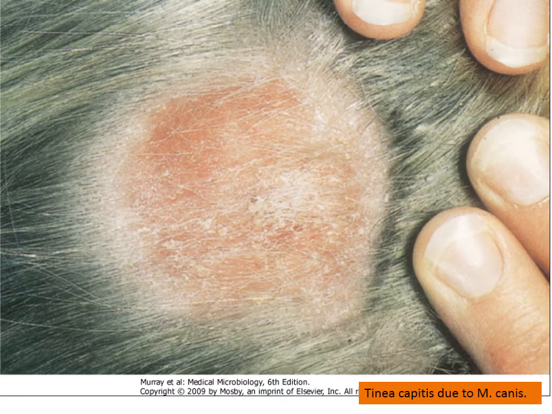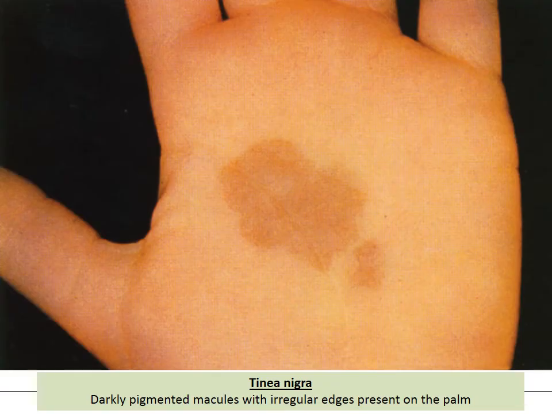Okay, Tinea capitis, M. canis again, causing baldness, a very specific area, usually a circular area. And Tinea nigra. So Tinea nigra, because normally you should not have any discoloration on the arms, on the palms, but you see this kind of darkish, blackish, brownish kind of thing.